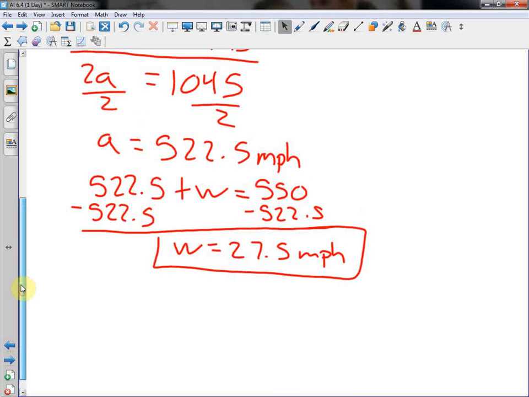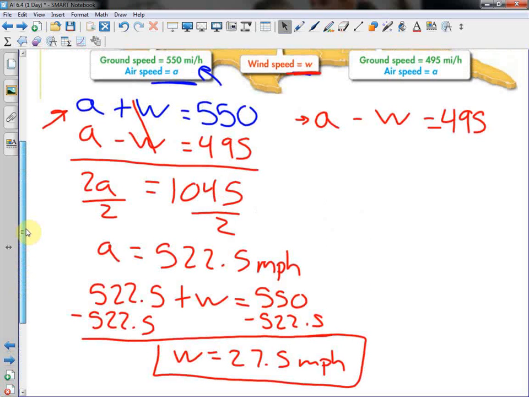And that's how you do a problem like that. Now this could be with wind speed. You might see it as a boat with a current, right? But both of those will affect speed.